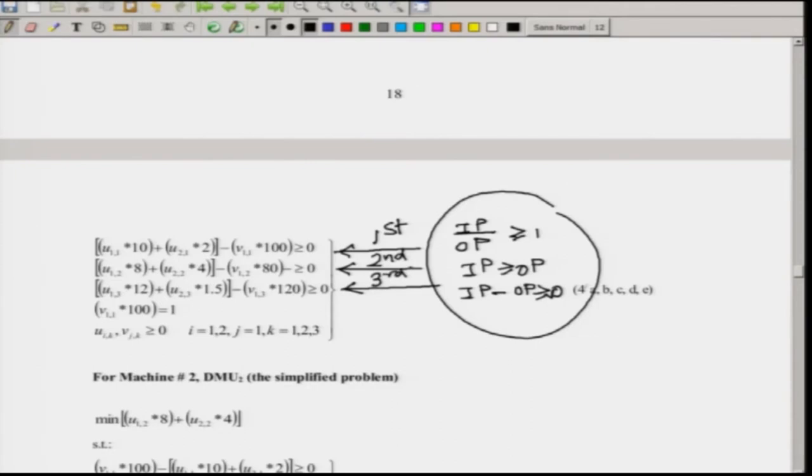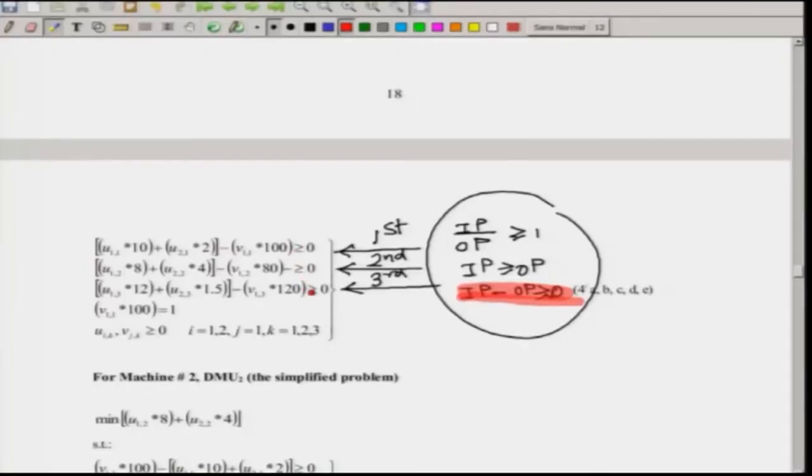And actually, we are utilizing the one here. Why am I highlighting it? Because like the minimization word, this is also important: I am trying to utilize input minus output is greater than or equal to 0 for all the first constraints, where I am just hovering my electronic pen. Now, if you remember, the color schemes are 10, 2, 100 for the combination of input and output for the first DMU, 8, 4, 80 is the combination of input and output for the second DMU, these are the conversion rates, and 12, 1.5, 120 is for the conversion rates for the third DMU.